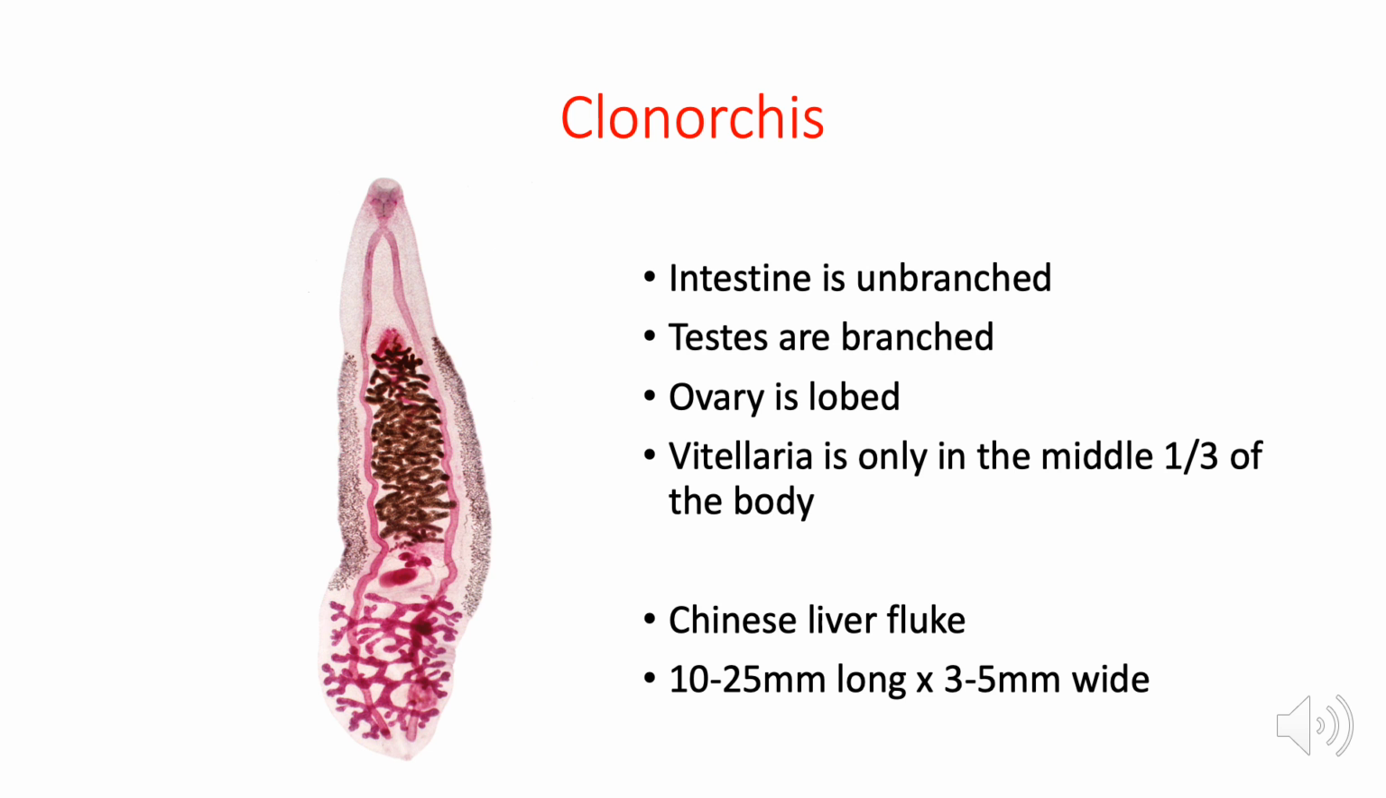Please take note, Clonorchis sinensis is also known as the Chinese liver fluke. The worm is 10 to 25 millimeters long by 3 to 5 millimeters wide. And let's try to compare the size of Clonorchis to that of Opisthorchis later on. Just remember these numbers, 10 to 25, 3 to 5.